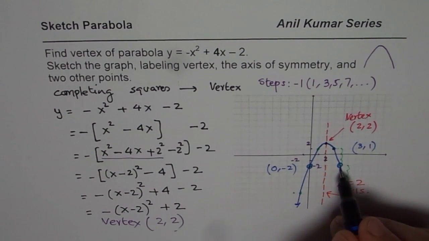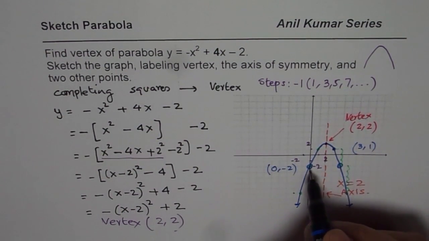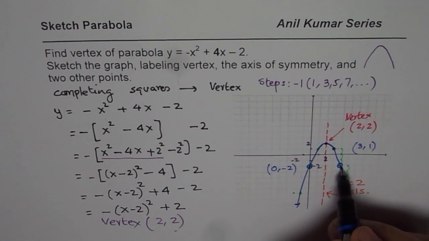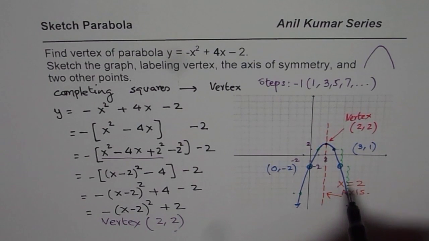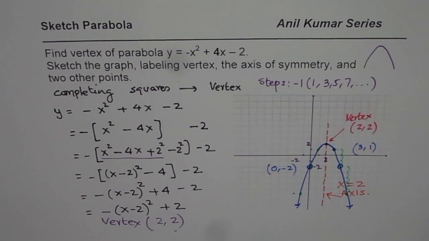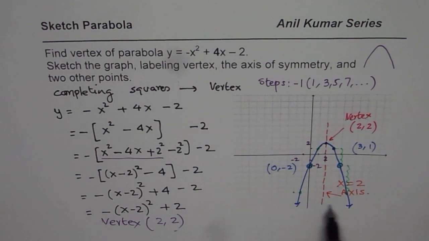This is an important point. We call it the image of the y-intercept. We use this point for partial factoring also at times. We'll learn more about it later. I hope that helps you to understand how to apply completing squares in vertex form, find the vertex and sketch the parabola. Also remember to draw arrows at the end, since it really goes on and on. I hope that helps. Thank you and all the best.